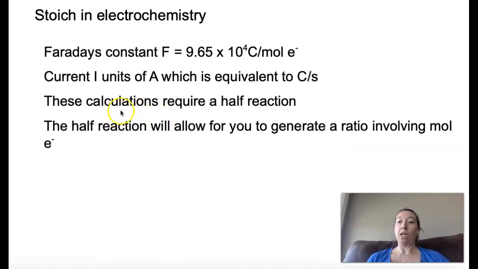Whenever we do stoichiometry, we always need a chemical equation. What's different is that when I do these types of calculations, the equation I want is just the half reaction. The reason is, have a look at Faraday's constant: it has moles of electrons in it, which means I need to be able to cancel out moles of electrons. I'm going to do that by generating a ratio. One part of my ratio is the moles of electron, and the other part is whatever other thing I have.